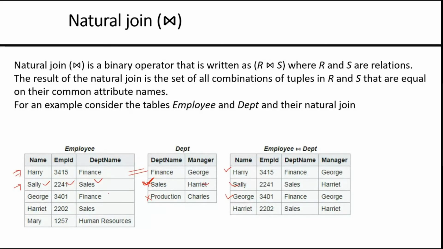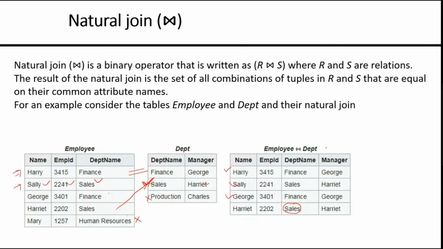Then it is not matching with the production, so we are not considering this. Then Harriet, again, sales is not matching with finance, but sales is matching with sales. So we are going to consider sales here. And then Harriet 2202 sales, and then Harriet, right? So this is coming. And then if you come here, human resources, there is no value of human resources. So we are not considering it at all.